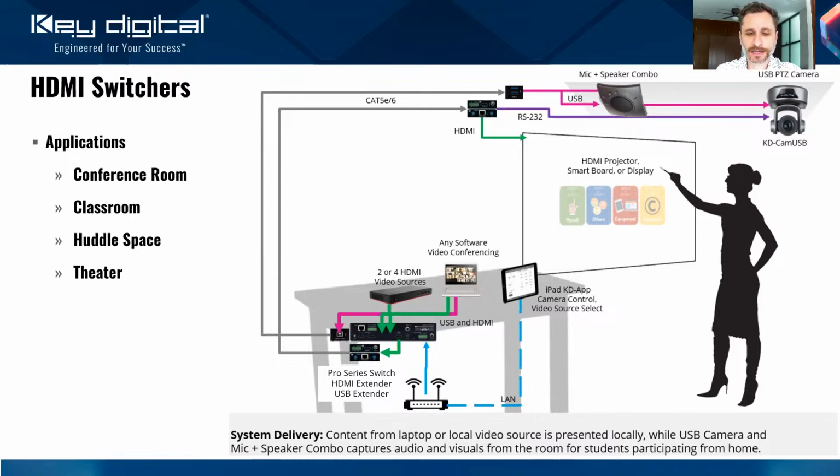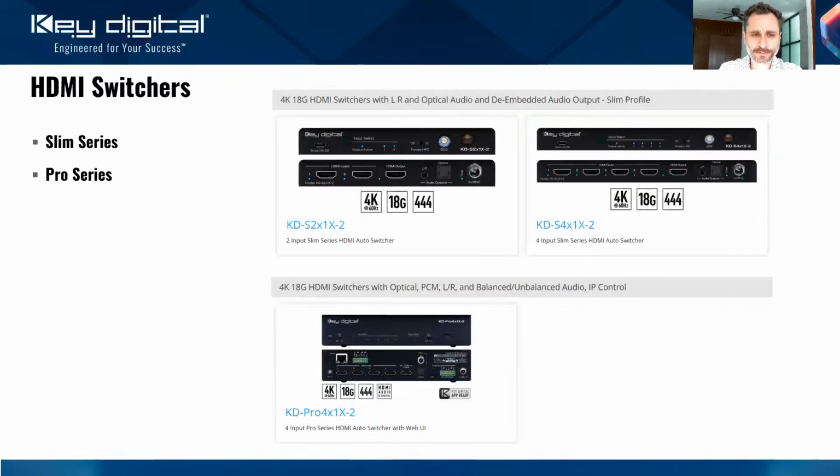We see this application diagram here where we have 2 PCs going into a 2x1 switcher, for example. And we could build this to be part of a system here at Key Digital where your 2 PCs, one of them could be a video conferencing host. We can route the USB data from our camera and a USB mic speaker combo to feed into the video conferencing host computer to create a hybrid classroom type situation.